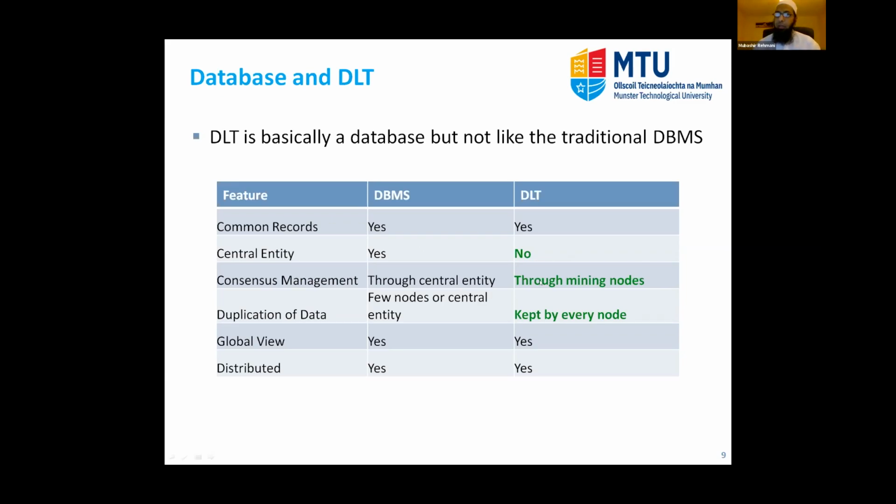Then another feature that distinguishes blockchain from the database management system is basically consensus management. In blockchain, you have mining nodes that try to reach consensus, while there is a central entity which controls everything in a database management system. One of the unique features that distinguishes blockchain from a database system is that in a blockchain system, every node keeps the whole data, while this is not applicable to database systems.